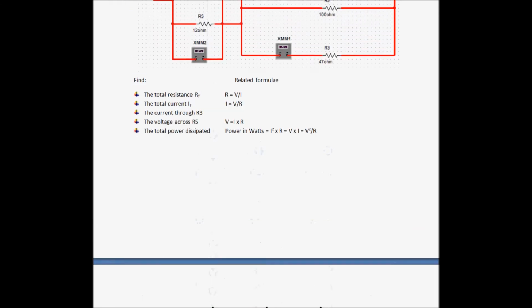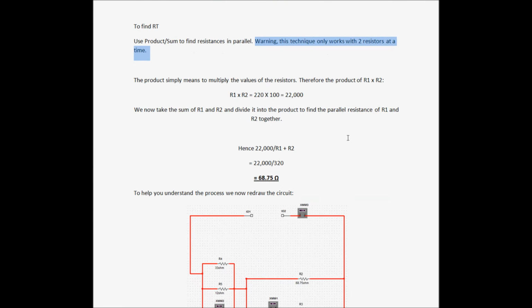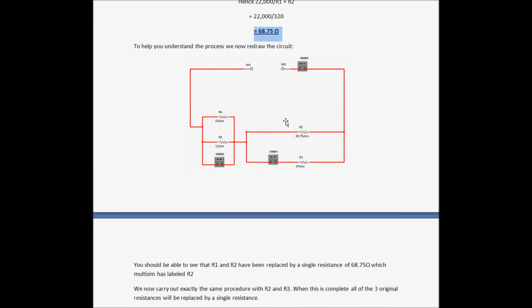It's not a problem. So what we're going to do, we're going to look at R1 and R2, and we can see that R1 is 220 ohms, R2 is 100 ohms. The product of those is simply their value multiplied together. And the sum is 320, that's 100 plus 220. And that's divided into 22,000, which gives a result of 68.75 ohms. So R1 and R2 are represented as 68.75 ohms here, and I've redrawn the circuit for clarity.